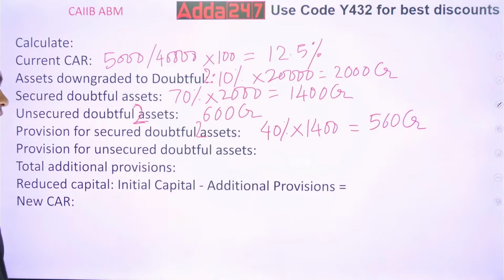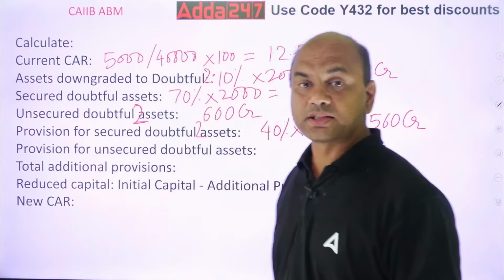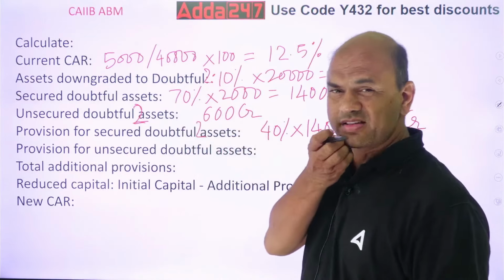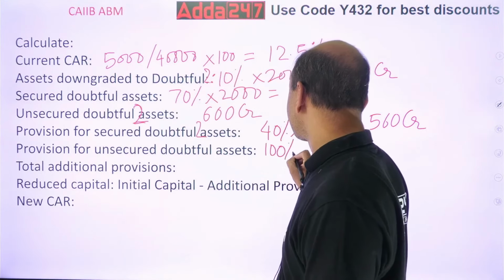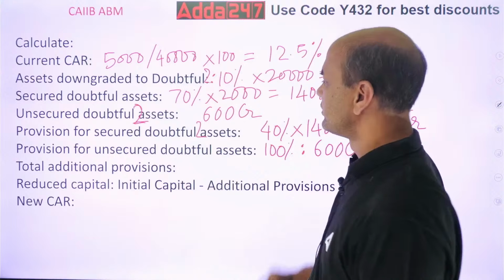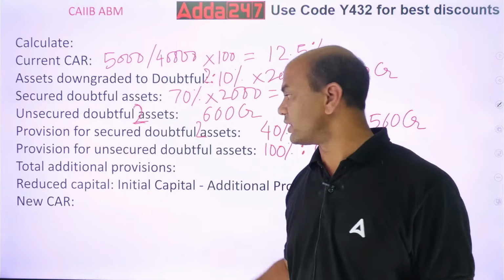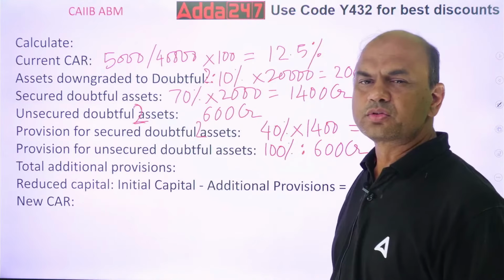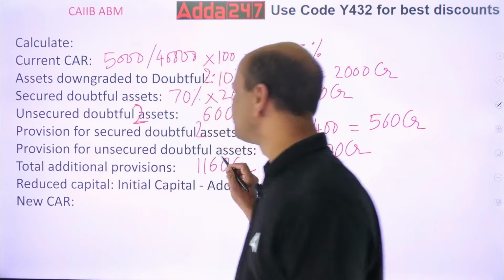Second, provision for unsecured assets. What is the provision for unsecured assets? Unsecured is 600. It is always 100%. So 100% of 600 is 600 crore. These are all new provisions. So what is my total additional provision now? Add 560 plus 600, so 1160 crore.